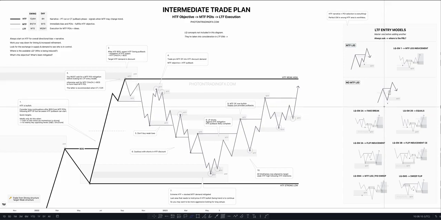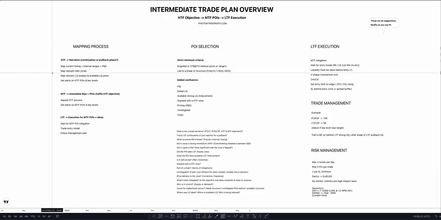Pick whatever. You probably designed your own entry model, or if you want a starting point, just look at this, or potentially both of them, right? That's where I'd always recommend you start. Regardless of what the medium time frame is doing, just always wait for your lower time frame entry model because strong liquidations is pretty damn solid, okay? So that would be your mapping process.